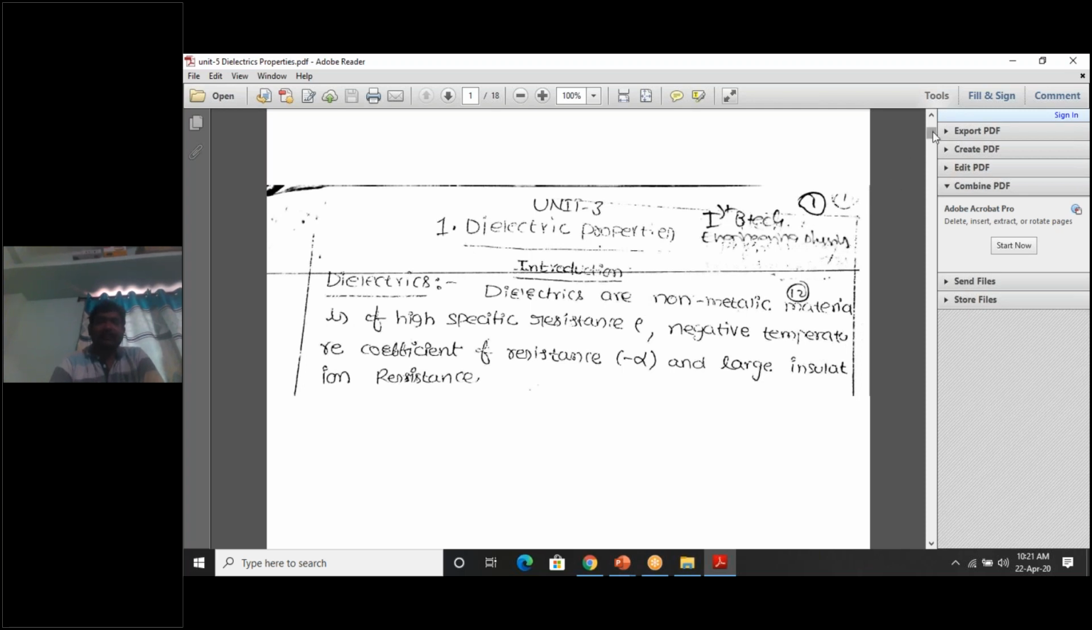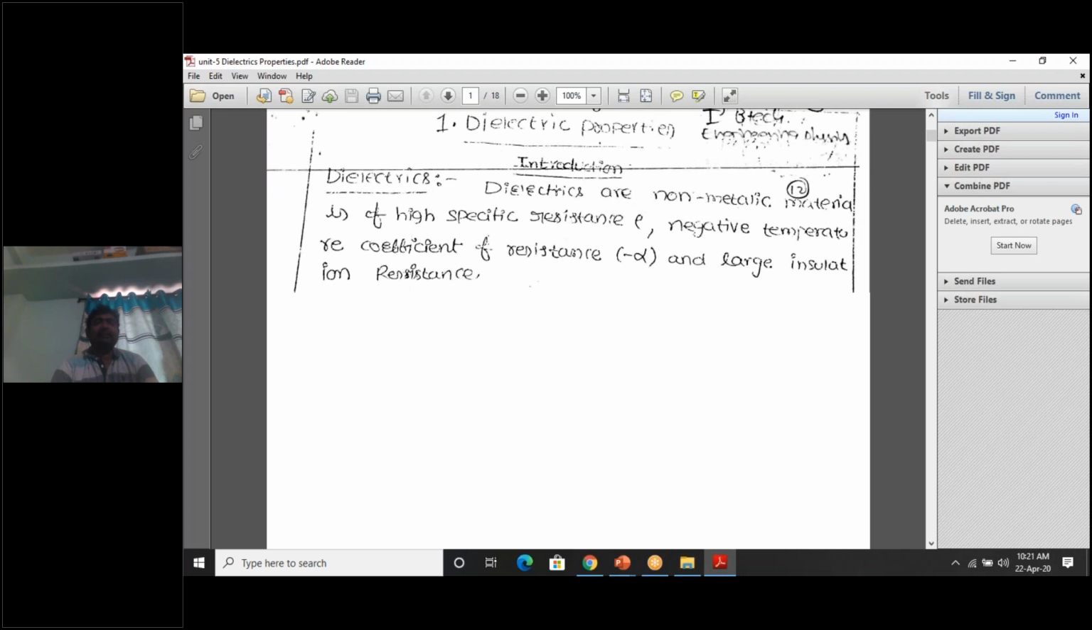Okay, first let me introduce what a dielectric material is. In a vague way, I can say dielectrics are nothing but insulators. You have seen that we can divide solids into three categories on the basis of electrical conductivity: conductors, semiconductors, and insulators.